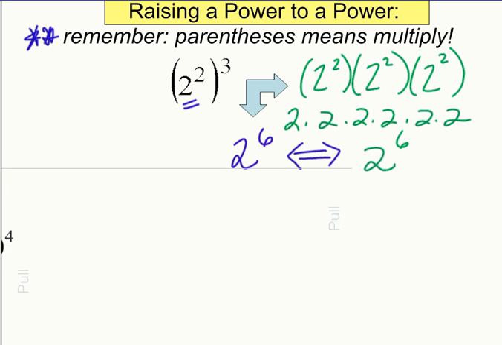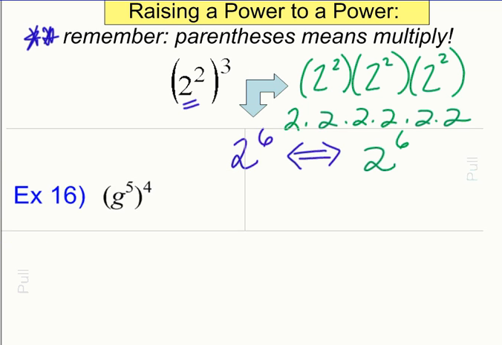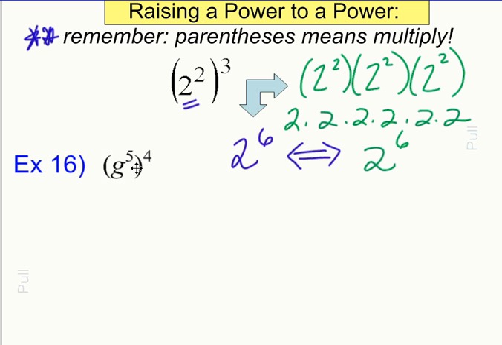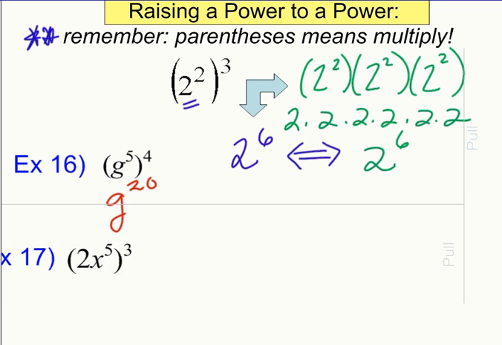Okay, let's try a couple of quick examples here. Here I have g to the 5th raised to the 4th power. Based on this idea, this is a base of g, and 5 times 4 is 20. It's that simple.